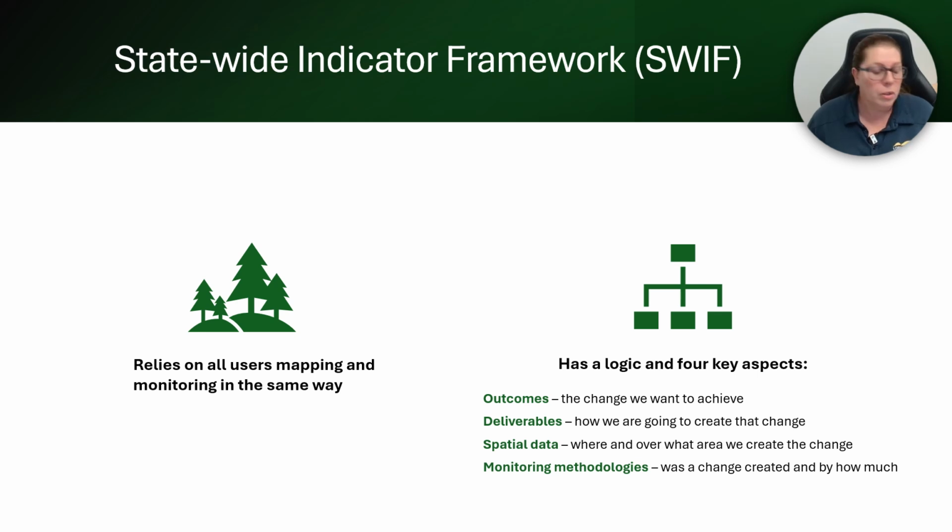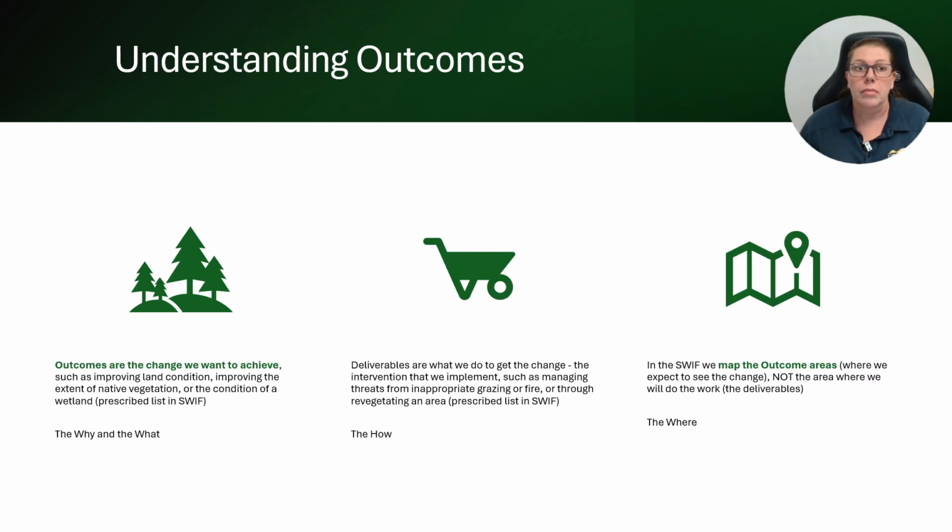Now, the SWIF is designed on a program logic, which is on page 3 of your guidelines, and there are 4 key aspects as to how it works. So we have the outcomes, and you can think of this as the change that you're trying to achieve in the landscape; the deliverables, which is how you're going to achieve that change; the spatial data that tells us where and over how much area that change has been created; and the monitoring methodologies, which is the way that we report and measure the change that we've created. So the SWIF sets out how each of these aspects is going to be undertaken and recorded to ensure consistency across the state. In this presentation, we're going to be focusing on the outcomes.